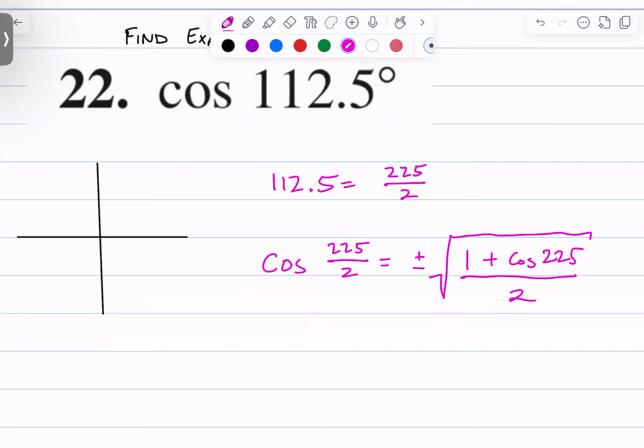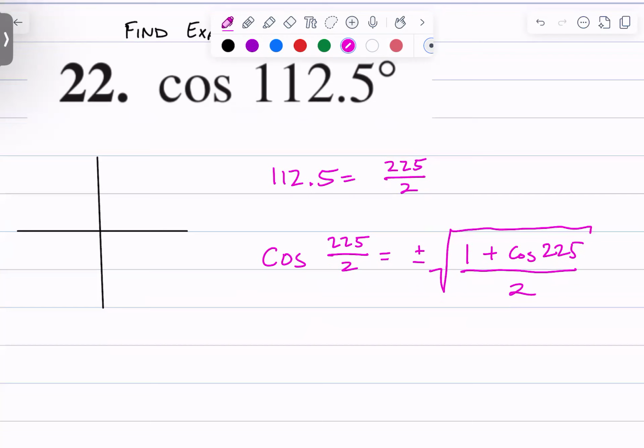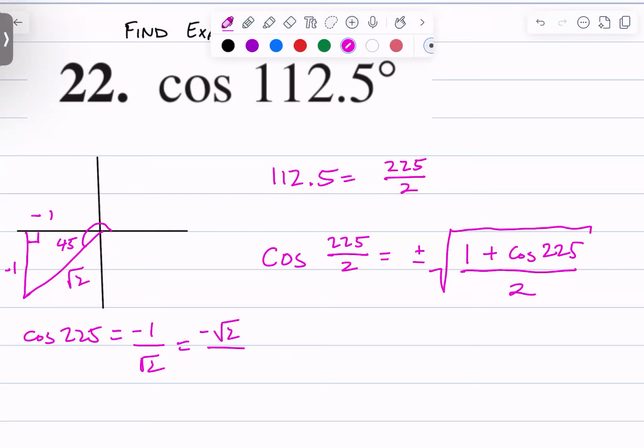What is the cosine of 225? Well, here I'm going to graph it. That's the 45-degree angle in my third quadrant. That'll be a 45. So it's 1, 1, square root of 2. Cosine is going to be 1 over square root of 2. Negative and negative, so that's negative. Negative square root of 2 over 2. Okay.